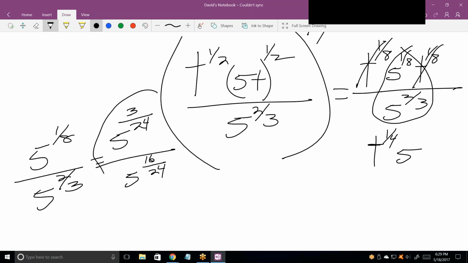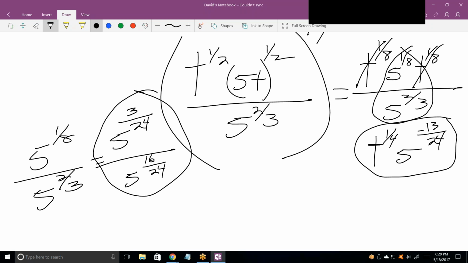So what's that equal to? Negative 13 over 24, 5 to the negative 13/24. Okay, and now most math wants your answers with positive exponents only. So what does that become? It becomes t to the 1/4 over 5 to the 13/24.